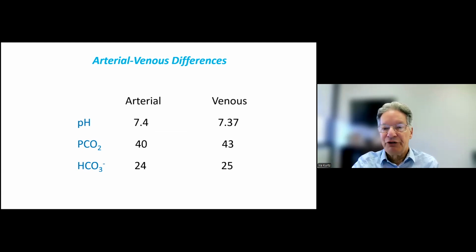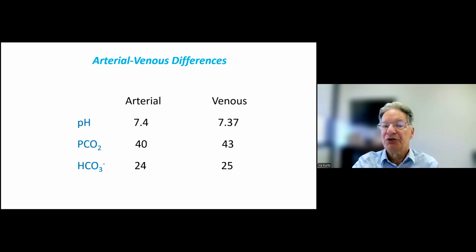But even in the steady state, not at those times, the PCO2 is slightly lower. So there are not only male-female differences, but there are also arterial-venous differences. And the arterial-venous differences are small. The pH is a little bit lower in venous blood. The PCO2 is a little bit higher. And you could think of this as a respiratory acidosis.